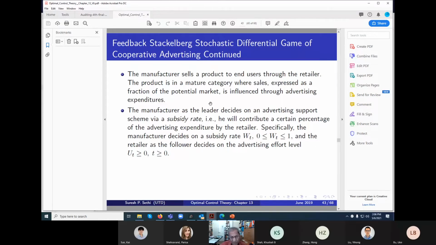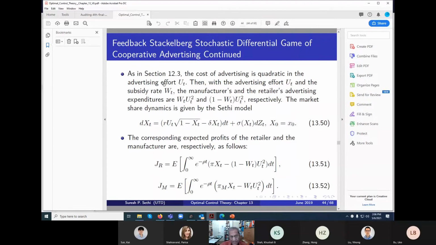So we are now doing cooperative advertising, and we're saying that the manufacturer will do the cooperative advertising and the retailer will do advertising. So the cost of advertising is quadratic, so it'll be UT squared. So if the control is UT, advertising is UT, then the cost is UT squared. If the subsidy rate is WT, then the retailer's advertising expenditure rate is (1 minus WT) UT squared, because the WT share is paid by the manufacturer. So the manufacturer also incurs advertising expenditure even though he doesn't advertise, because he's providing the subsidy. So his cost is WT UT squared.